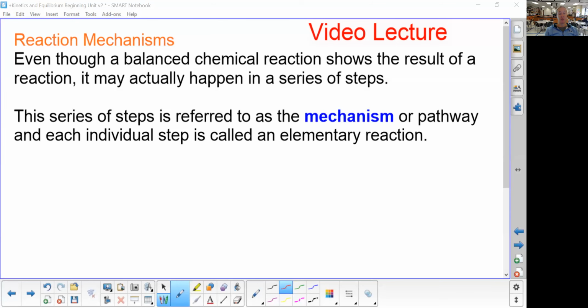Okay, so this video lecture is going to get into reaction mechanisms, which is super fun. And this is going to explain why some reactants don't affect the rate. And so let's take a look.